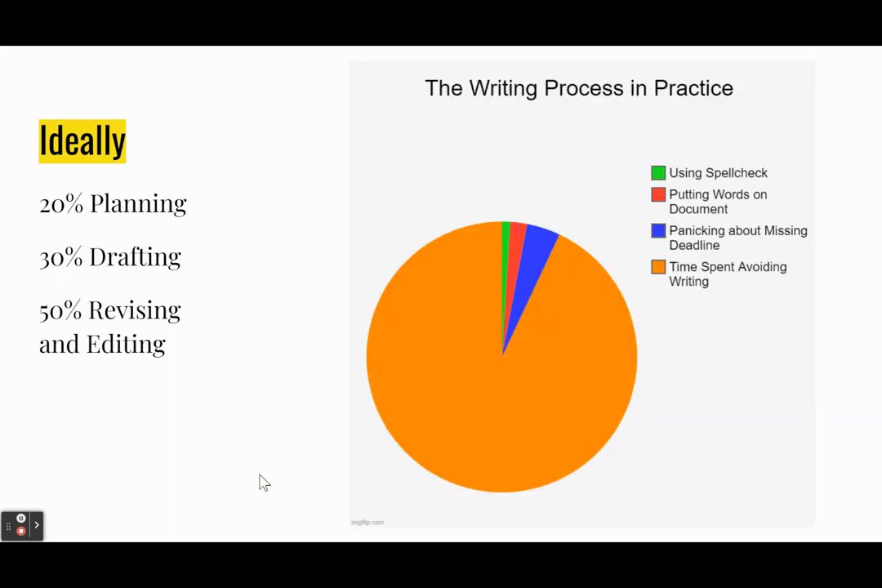I have a chart so we know it's science. The orange gives you writing time, time that's spent avoiding writing. The blue or purple, or blurple if you prefer, is all about the panicking because you're going to miss the deadline. The red is about putting the words on the document, and the green is using spell check. In short, about 97% of the time, people actually use the writing process. They're avoiding writing. They're panicking and they're avoiding. And 3% of the writing process is putting words on paper.